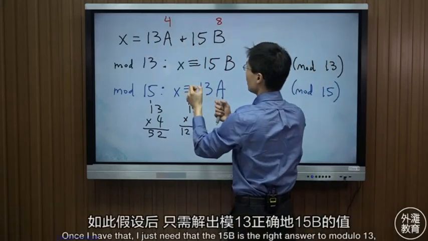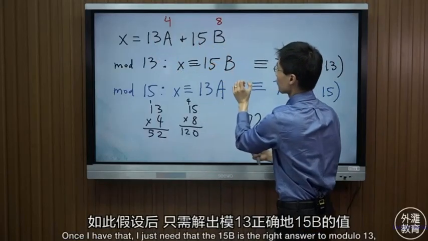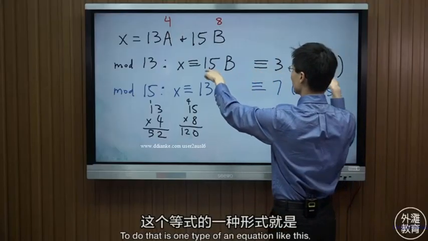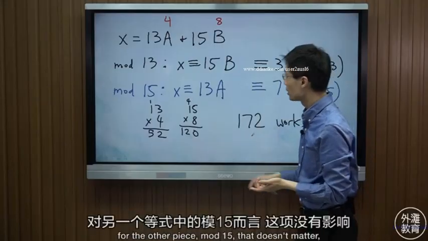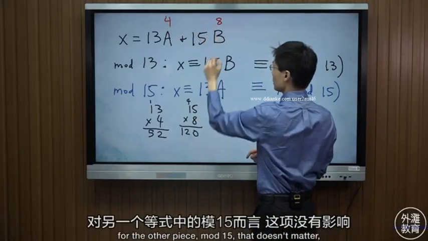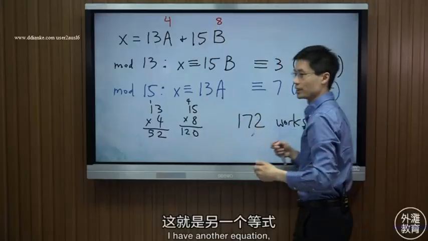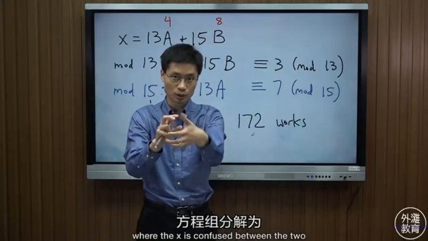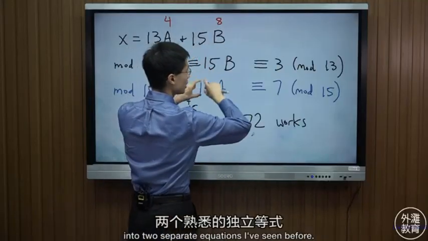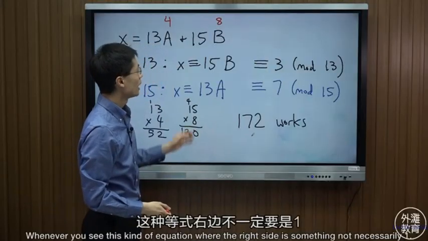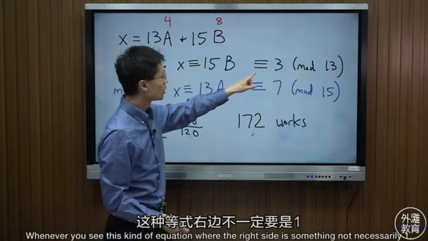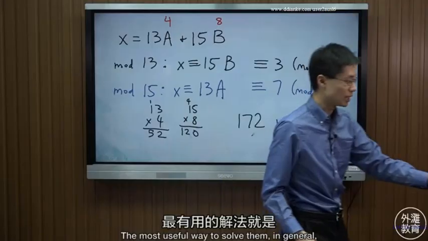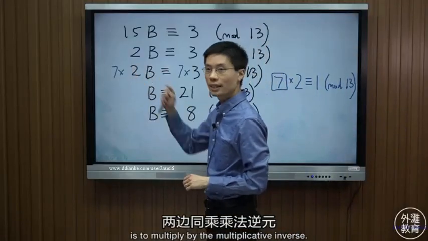Once I have that, I just need that the 15b is the right answer modulo 13. To do that is one type of equation like this. For the other piece, mod 15, that doesn't matter, so I just have the 13a. I have another equation. I reduce one complicated pair of equations where the x is confused between the two into two separate equations which I've seen before. And whenever you see this kind of equation, where the right side is something, not necessarily 1, the most useful way to solve them, in general, is to multiply by the multiplicative inverse.